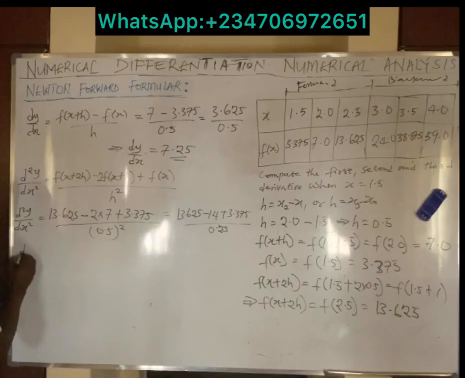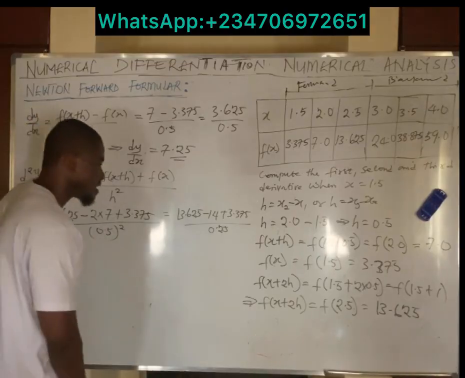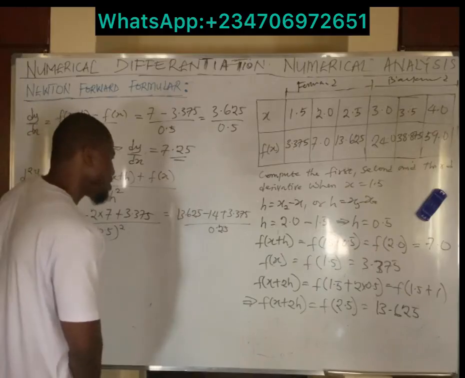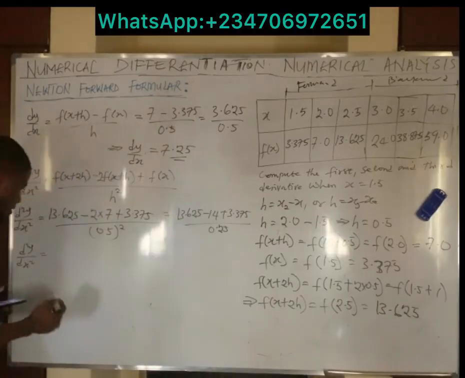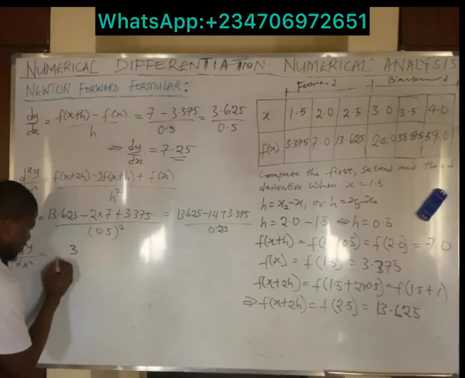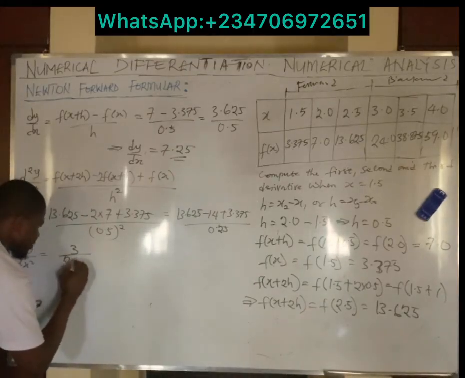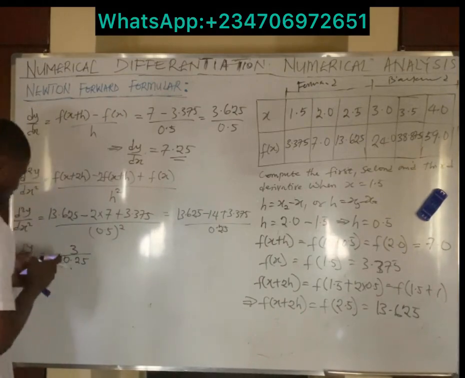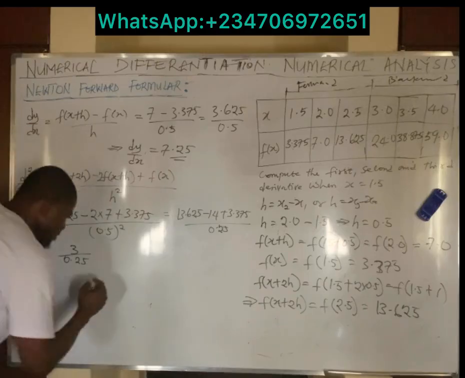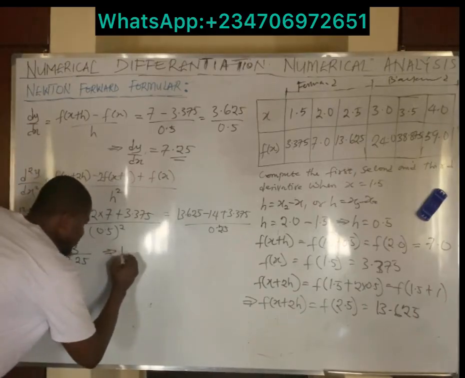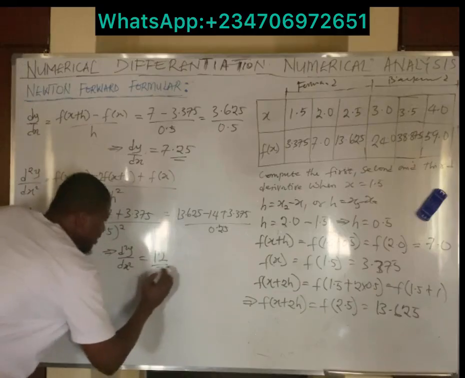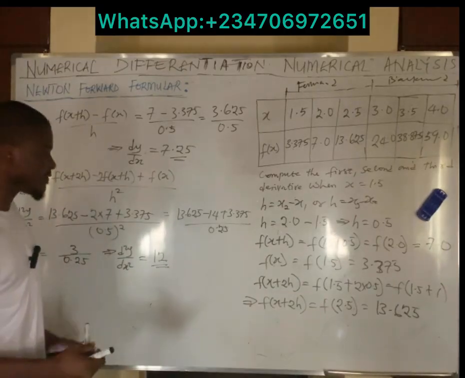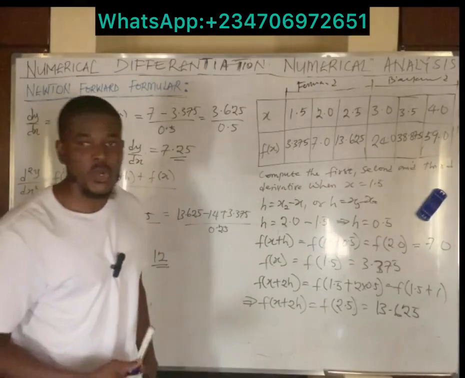So d squared y over dx squared is going to be equal to, let's compute everything at the numerator: 13.625 minus 14 plus 3.375. Everything at the numerator simply gives us 3 upon evaluation, divided by 0.25. Let's obtain this ratio. That simply gives us 12. So this implies that the double derivative, d squared y over dx squared, is equal to 12 when x is 1.5. And finally, for this question, we compute the third derivative.